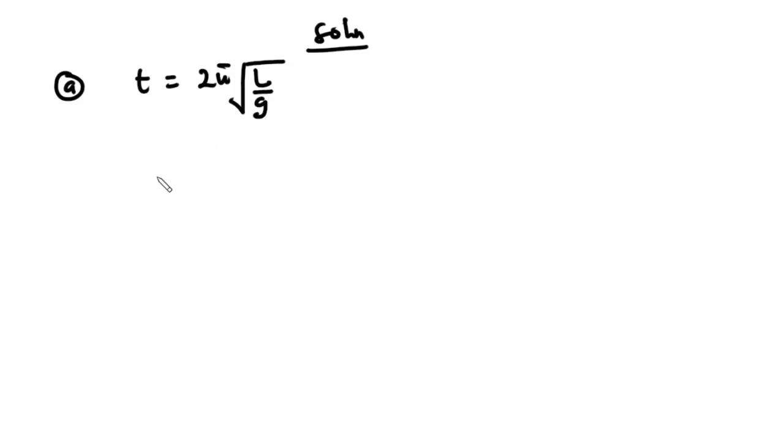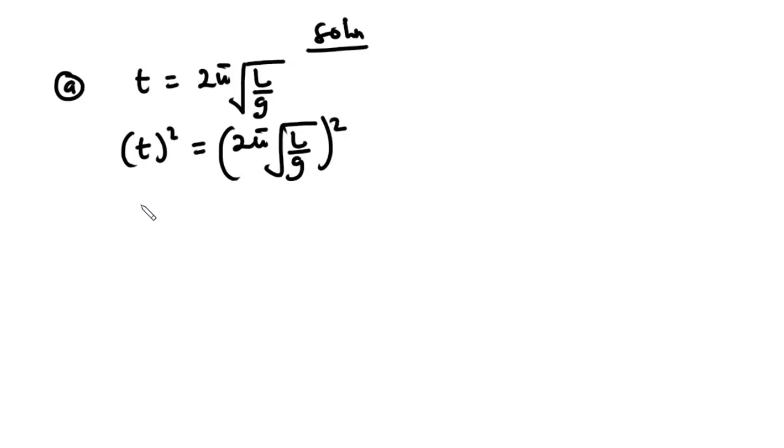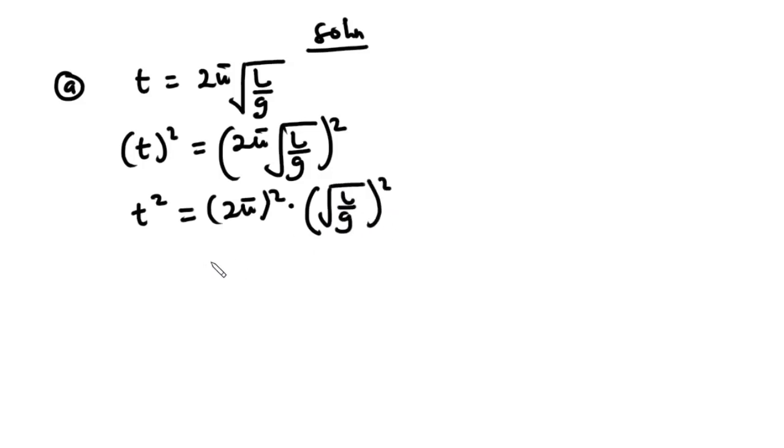Now to make L the subject, the first step is to square both sides so that we eliminate the square root. So we are going to square both sides of the equation. So we have t squared equals 2 pi multiplying the square root of L over g all squared. Now the square affects 2 pi and then the square root of L over g. So we have 2 pi all squared multiplying the square root of L over g all squared. Now 2 pi squared is 4 pi squared, and then the square cancels the square root, so we have L over g.